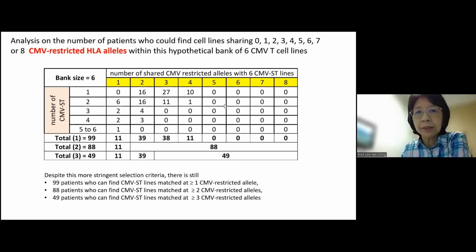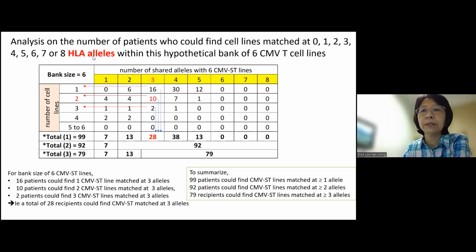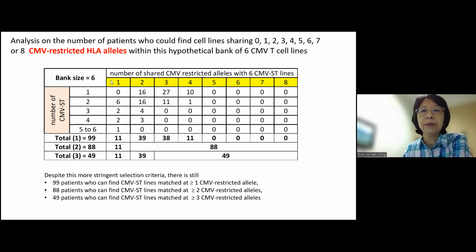This is a similar table, but we analyze for more stringent criteria of matching for CMV restricted HLA alleles instead of just matching for matched HLA alleles. Okay. So remember that previously we showed that many of the locally highly prevalent HLA alleles are also CMV restricted alleles. Therefore, it's not surprising that there are also many patients who can find CMV lines matched at 2 or 3 CMV restricted alleles, such as shown here.